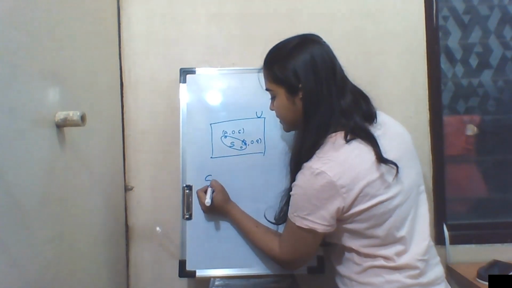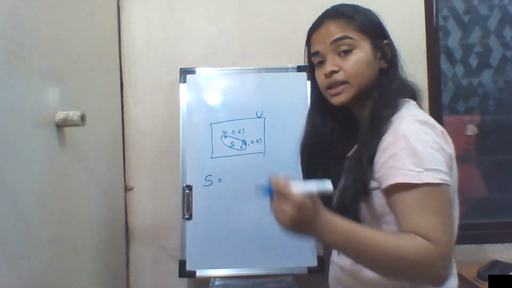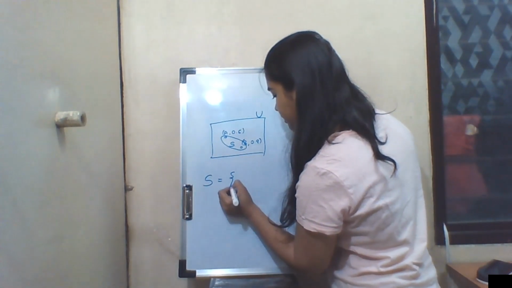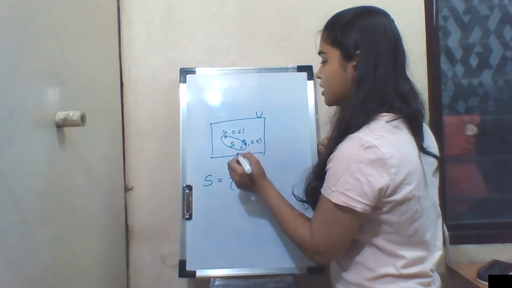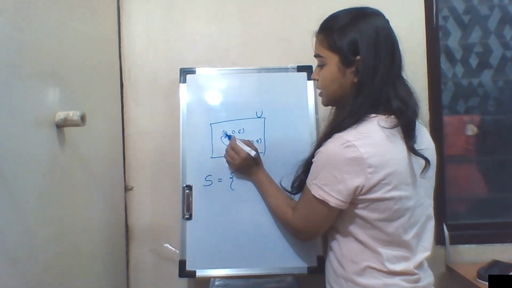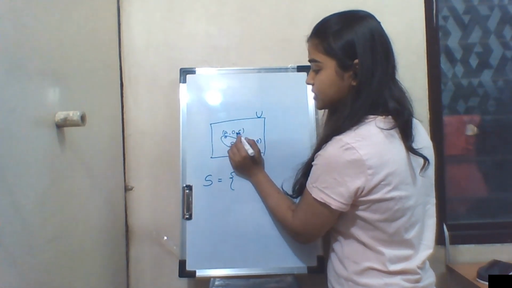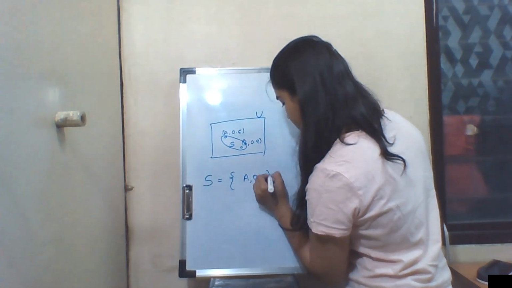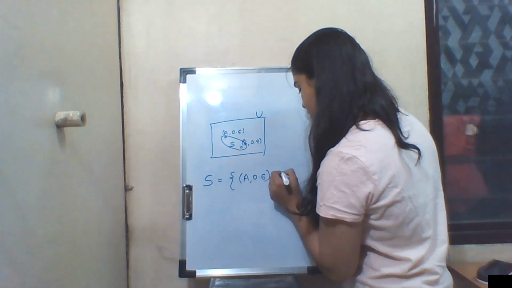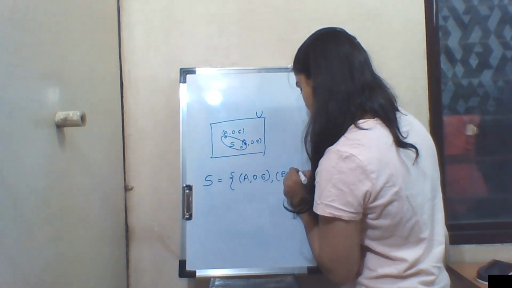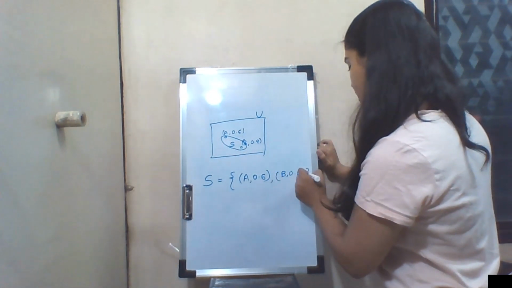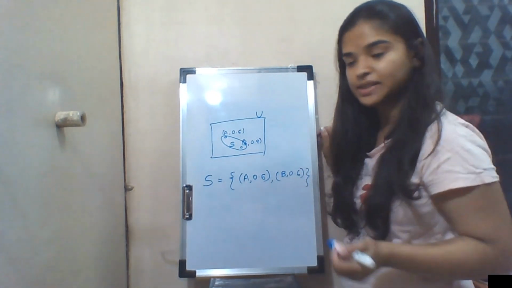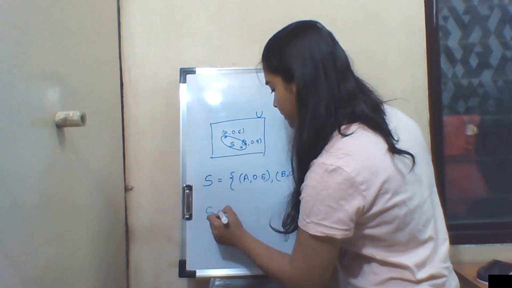S is denoted as the collection of ordered pairs. You will be writing S as the presence of element A along with its degree of membership 0.6. Similarly, B, 0.8. Bracket closed. That is how you represent a fuzzy set.